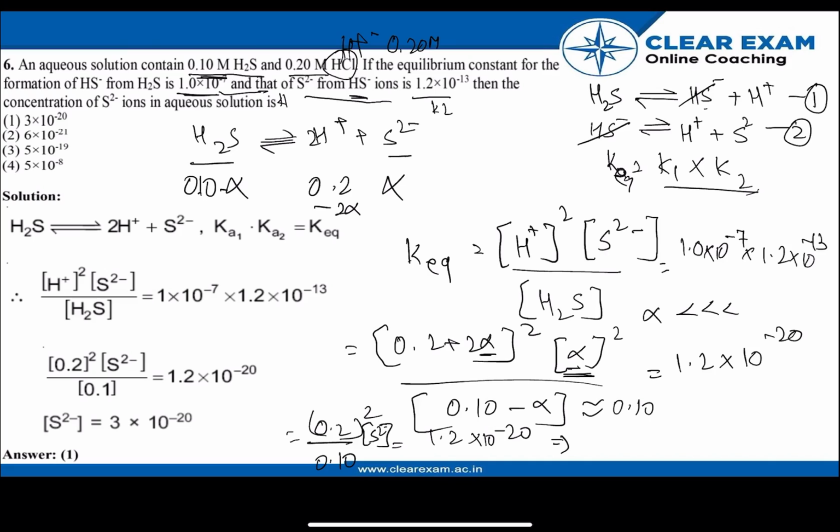So solving this equation, [S2-] equals 1.2 × 0.10 upon 0.2 × 0.2, times 10^-20. Solving this, we get the concentration of S2- as 3 × 10^-20, which is option A.